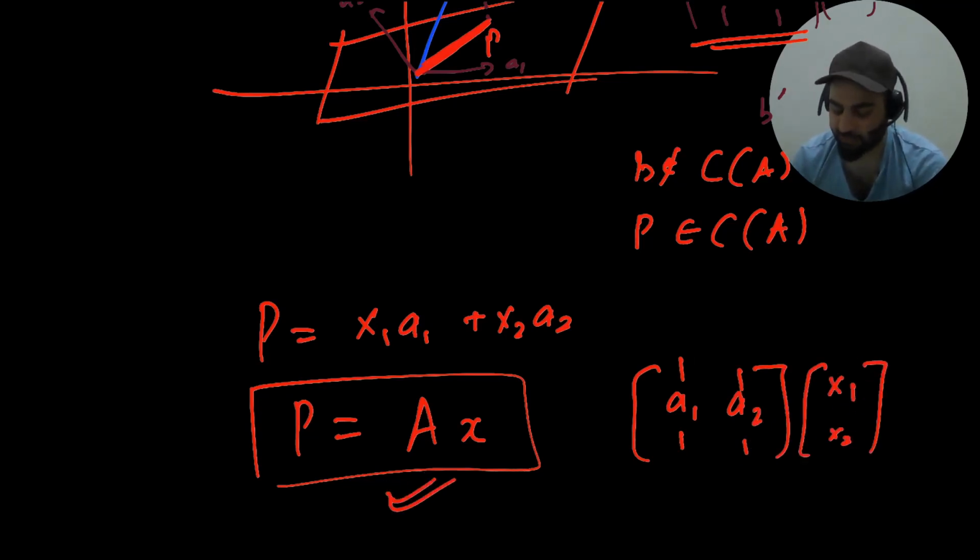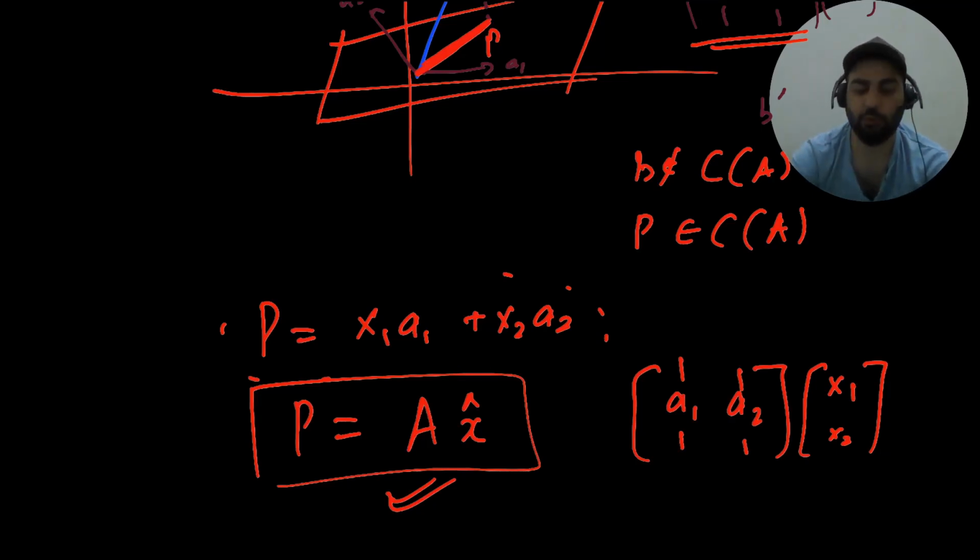Now these x's are basically hats, because this is the projection. It is not the original x. I wrote this equation in the succinct version as p equal to A x hat. Is it clear? Is this much clear? I don't want you guys to lose the details of these things. So is it clear? Yes, sir.